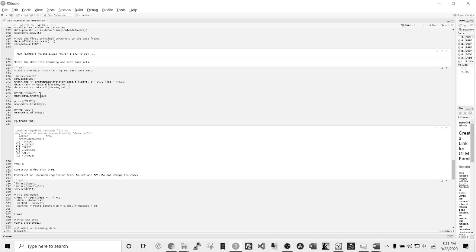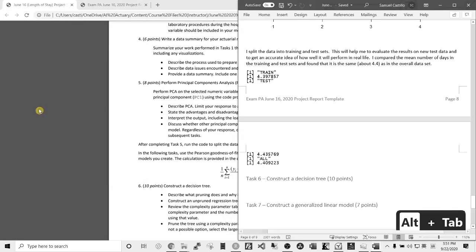You want to see that the overall average is the same as the training and the test set. Include a paragraph in your report that says something like, I split the data into training and test sets. This helps me to evaluate the results on new test data and to get an accurate idea as to how well it will perform in real life. I compared the mean number of days in the training and test sets and found that it is the same, about 4.4, as in the overall data set.